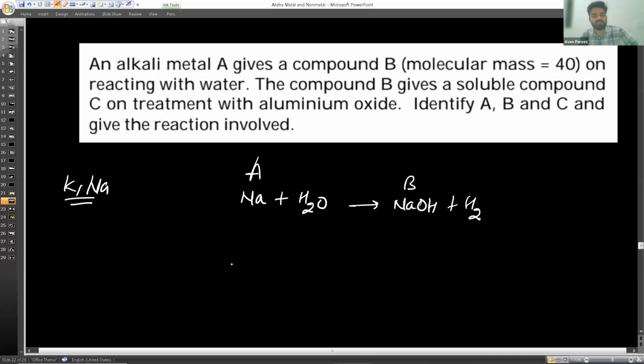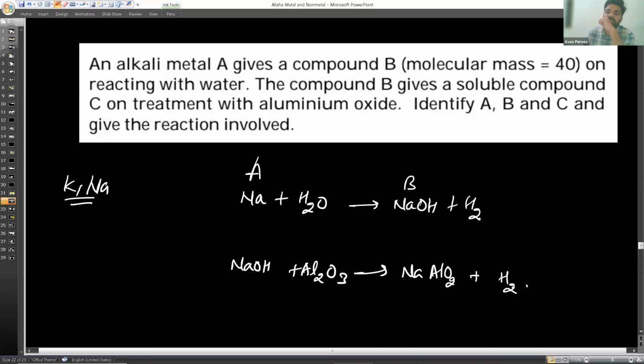So when you treat NaOH with Al2O3, it will give you sodium aluminate, NaAlO2, plus water. Understood? Okay, sir. Yes, sir. Note this one. This is compound C.